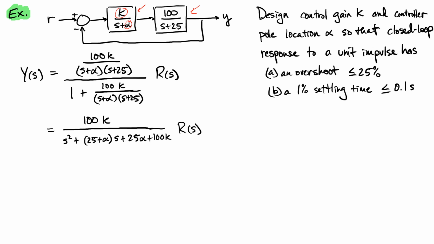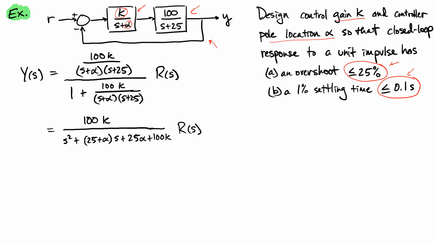And so we can solve a problem that looks like this, where we're going to pick the gain k and the pole location alpha so that our closed loop response to a unit impulse has an overshoot less than 25% and a 1% settling time of less than 0.1 seconds. And so these might be motivated by the various applications where this closed loop system might arise.